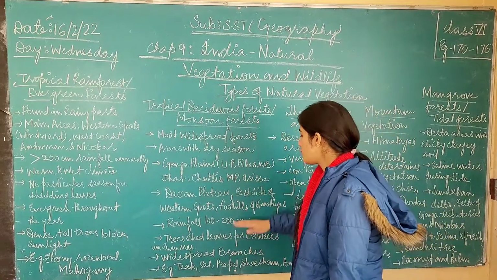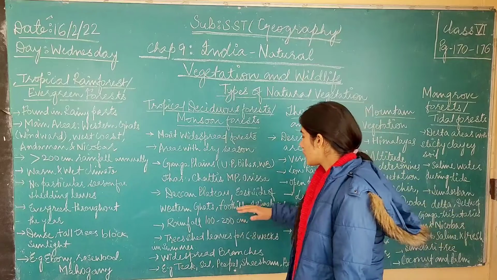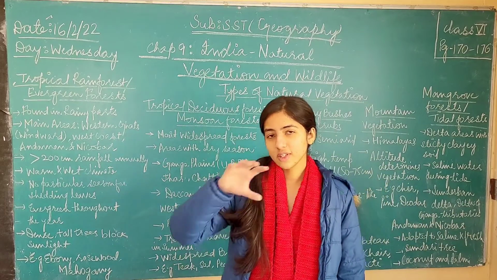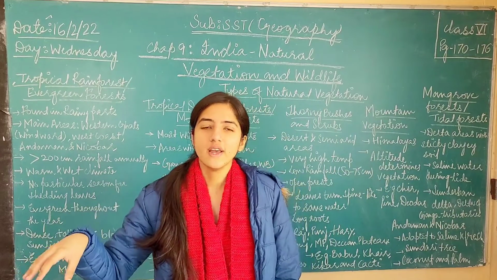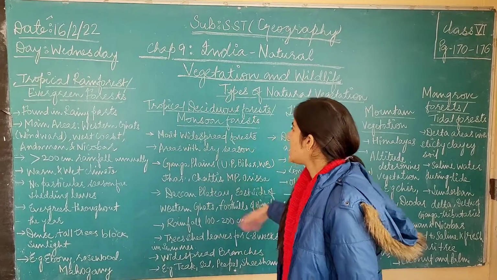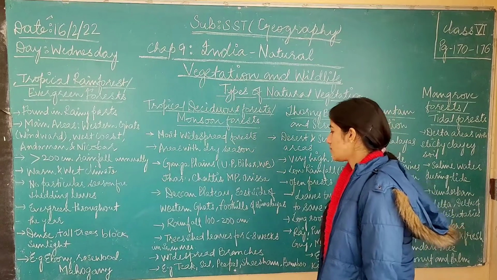They are also found in the foothills of the Himalayas. You know, the foothills of the Himalayas are the Shivaliks and the smaller hills which are there. These are the areas where tropical deciduous forests are also found.